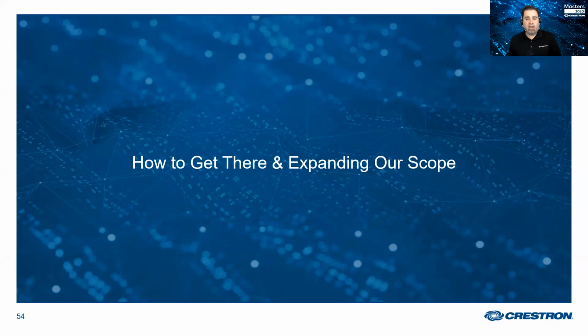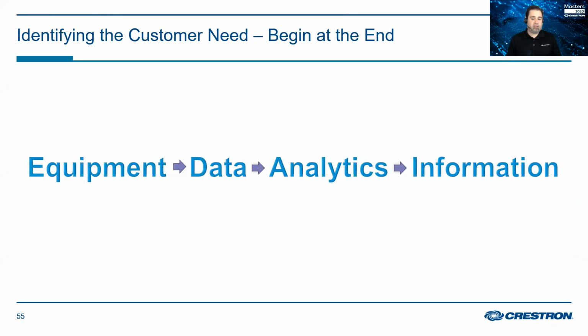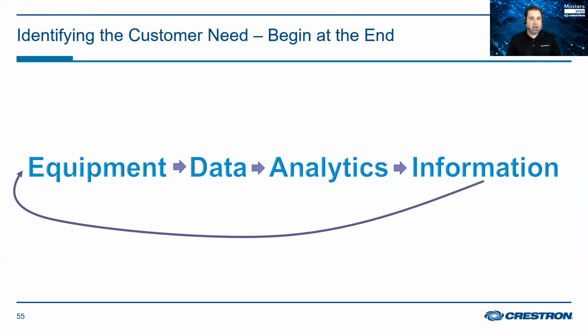All right, so we're kind of turning the corner here. So the question now is, how do we get there, right? How do we get to the point of expanding our scope into an information scope? And just as a reminder, where we are in the process, right? We've got to start at the end. We've got to know where we're going to understand how that informs our design and what equipment to specify.